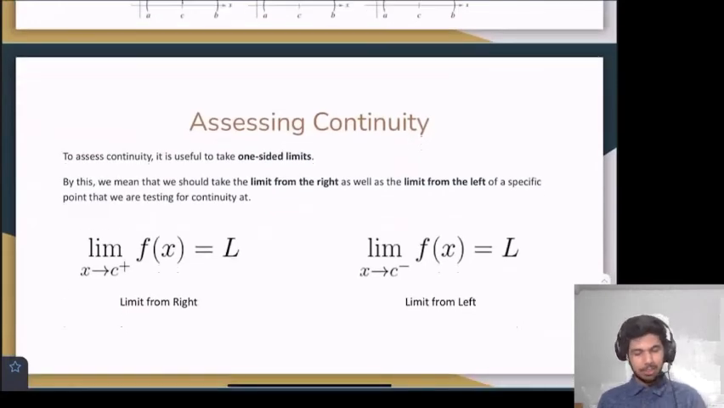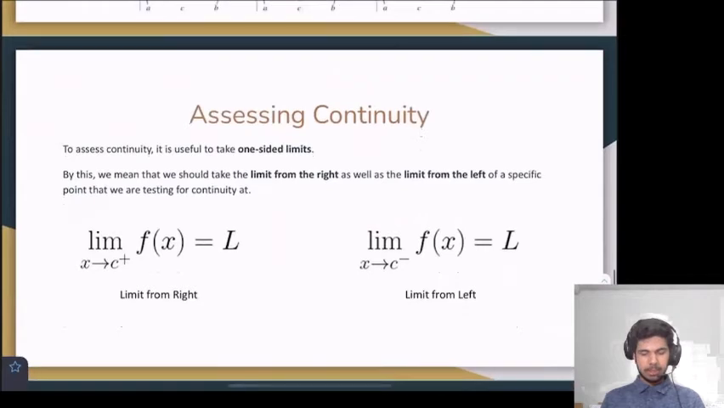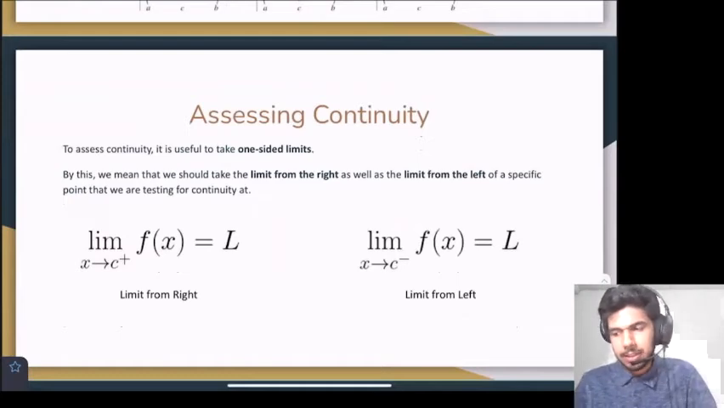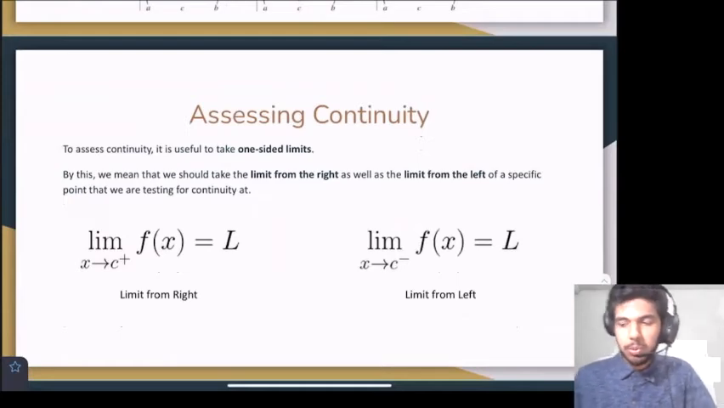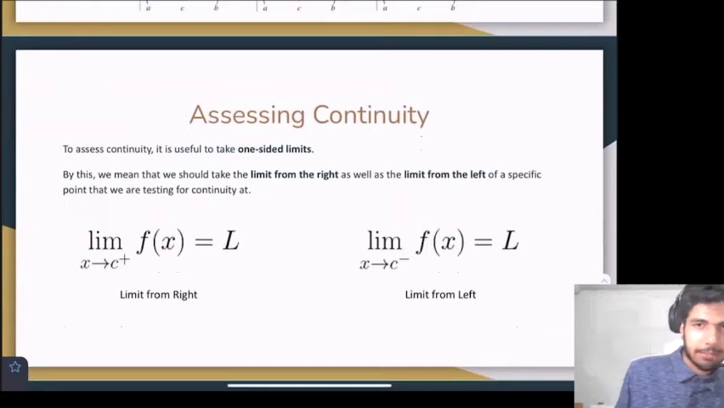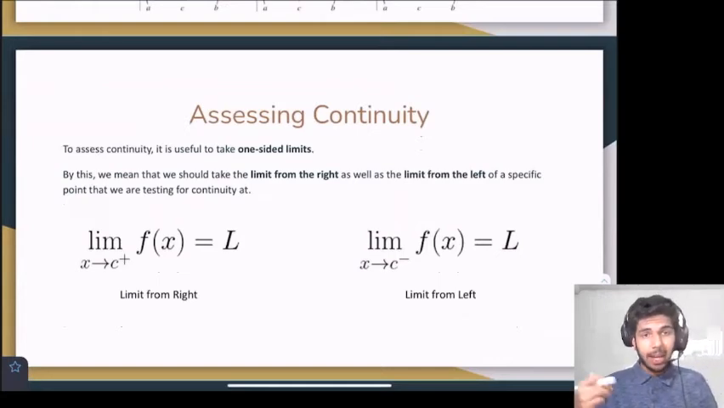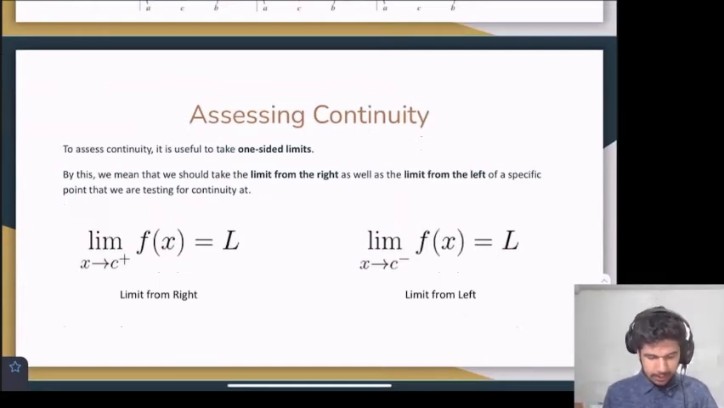So, assessing continuity. To assess continuity, it's helpful to use the one-sided limits. We've been talking about this quite a bit today, but here it's defined a little better. By this we mean we should take the limit from the right and the limit from the left of a specific point that we're testing for continuity at. So if we're trying to see whether f of x is continuous at a certain point, we would evaluate the right and left limits of that function at that point. And that's seen here. Again, we have the notation c plus, c minus.